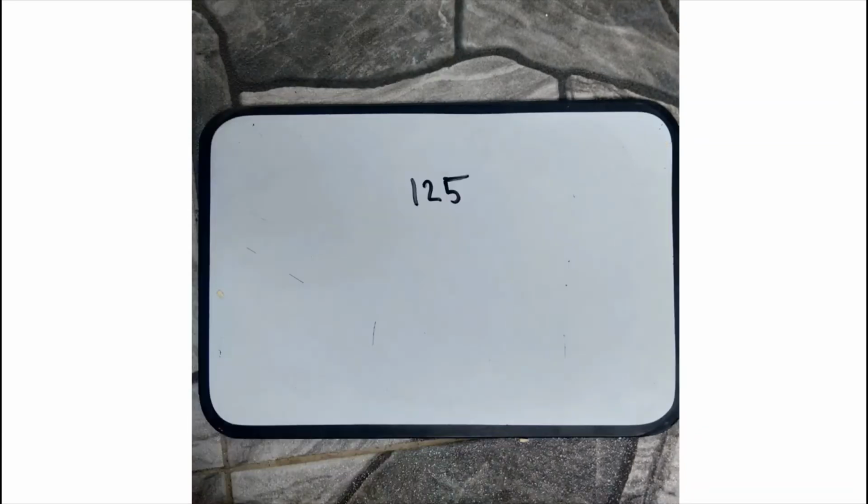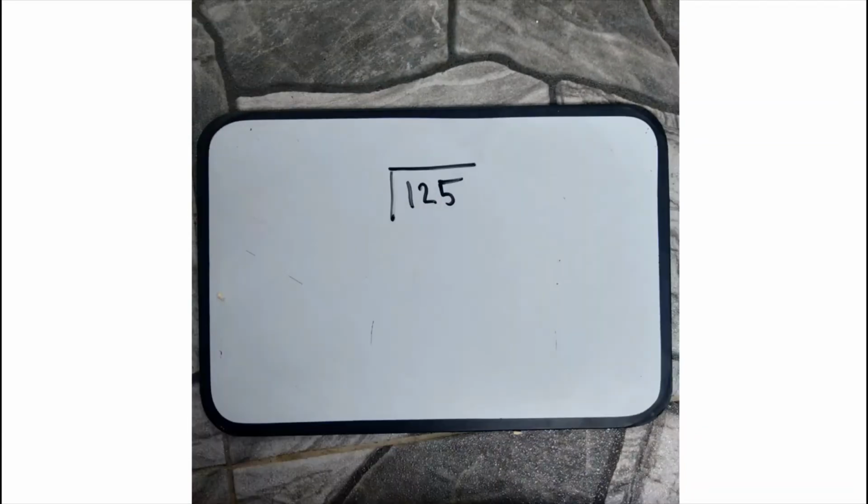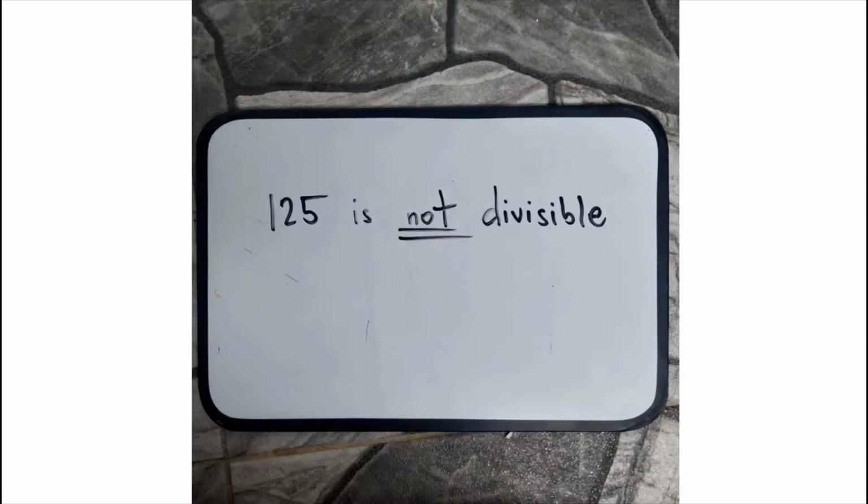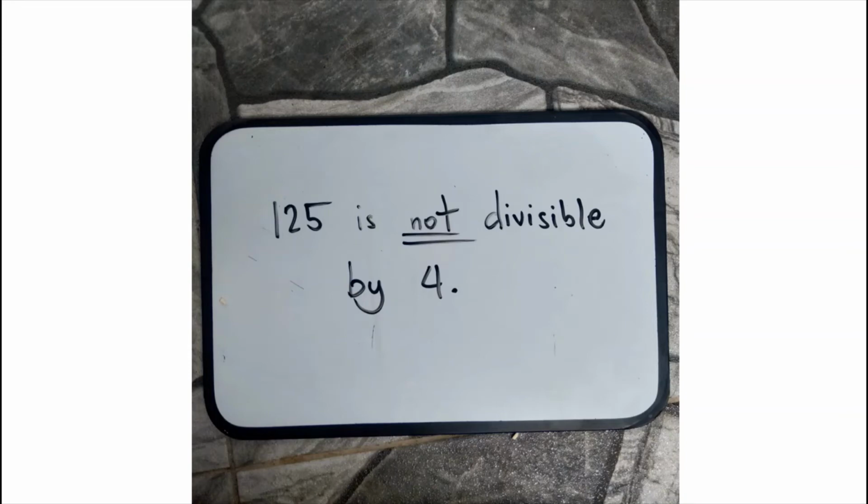Unlike 125, if it is to be divided by 4, then the remainder we'll get would be 1, hence not making the number 125 divisible by 4.